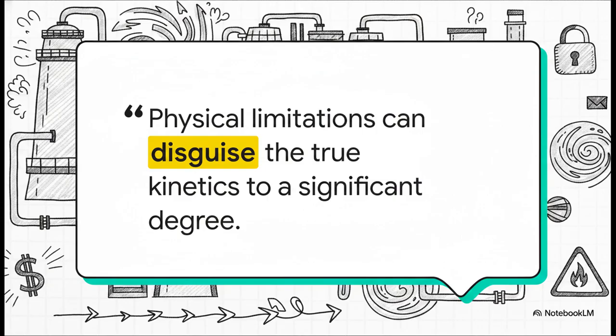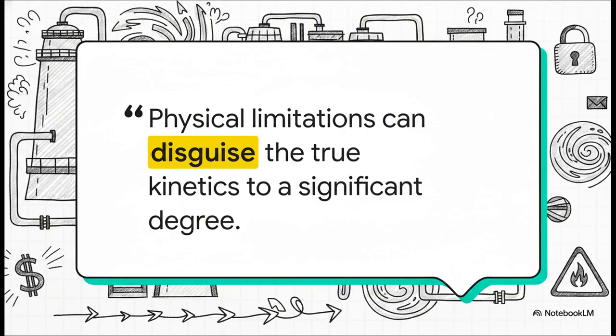While operating data at this level provides the closest approximation to actual industrial conditions, we run into a major roadblock. As the saying goes, physical limitations can disguise the true kinetics to a significant degree. What does that actually mean for us? It means things like the time it takes for heat to dissipate or fluids to mix become the limiting factors. They basically hide the actual speed of the pure chemical reaction itself.